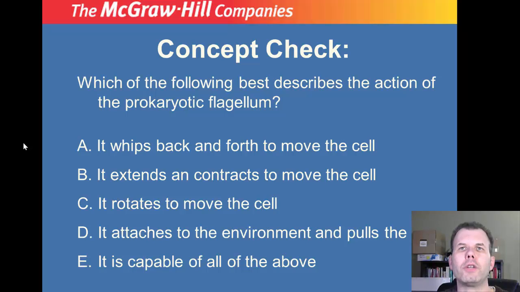Okay, so here's the question. Which of the following best describes the action of the prokaryotic flagellum? Does it whip back and forth? Does it extend and contract to move the cell? Does it rotate to move the cell? Does it attach to the environment and pull the cell ahead? Or is it capable of all the above? I'll give you a minute to try and answer this question. Either pause it or see if you can answer it in the time that I give you.